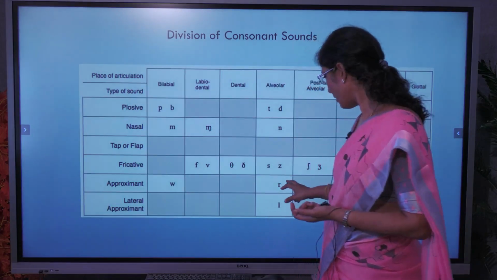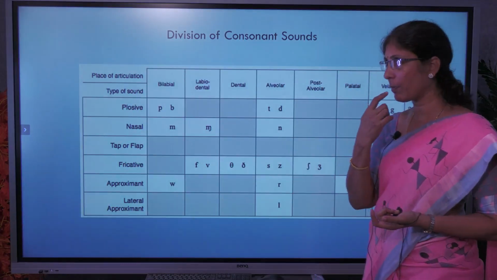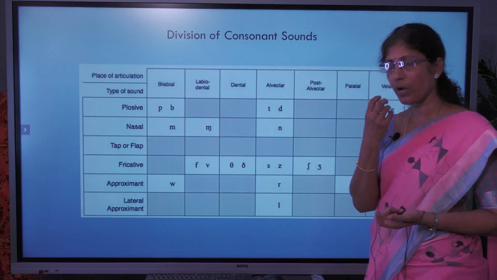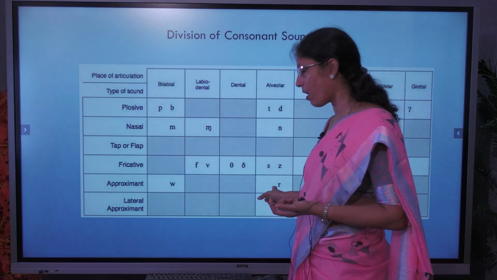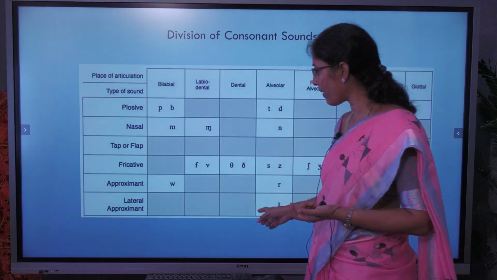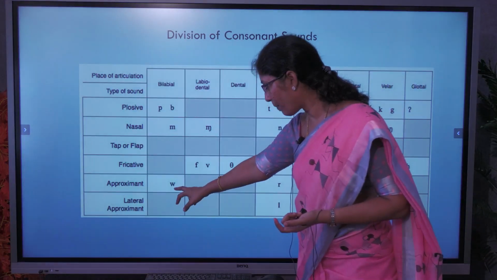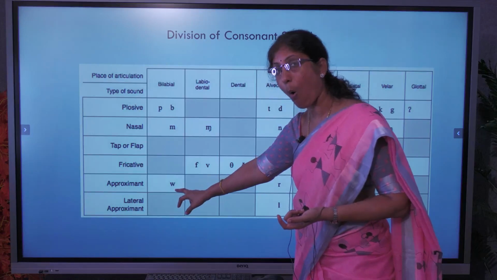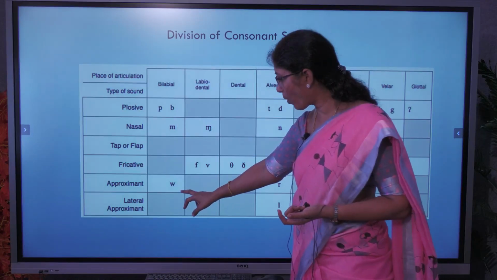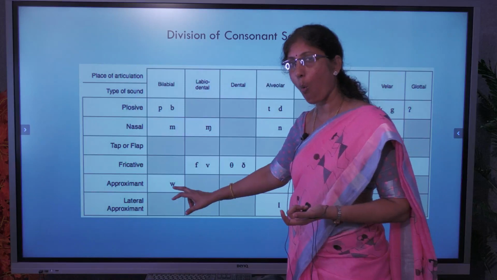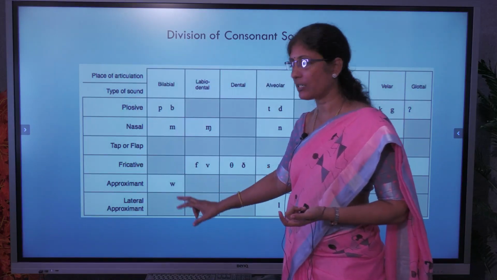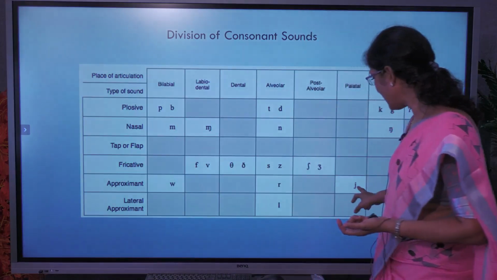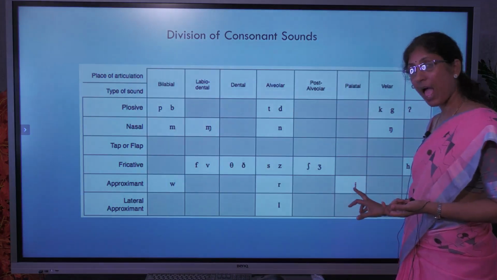So approximant means r, where the tip of the tongue lightly touches the alveolar ridge. Then only we can produce the r sound. This is not v, it is pronounced wa, wa. Van is different from what. And this is not j, this is ya.